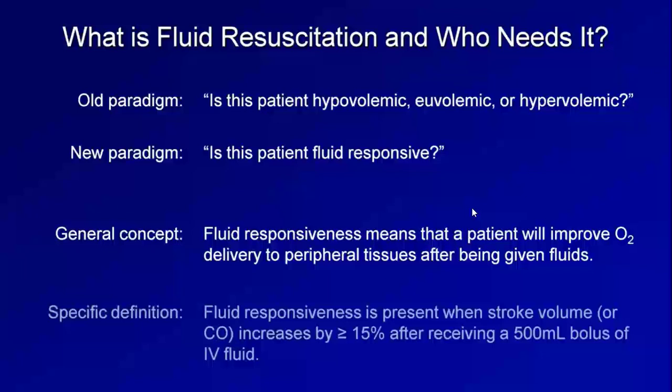What is the meaning of fluid responsiveness? Fluid responsiveness means that a patient will improve oxygen delivery to peripheral tissue after being given fluids. Fluid responsiveness is present when stroke volume or cardiac output increases by more than 15% after receiving a 500 mL bolus of IV fluids. To be clear, the aim of giving IV fluids is to increase the cardiac preload, increase the stroke volume, increase the cardiac output, and then increase the tissue perfusion. This is the logical manner.